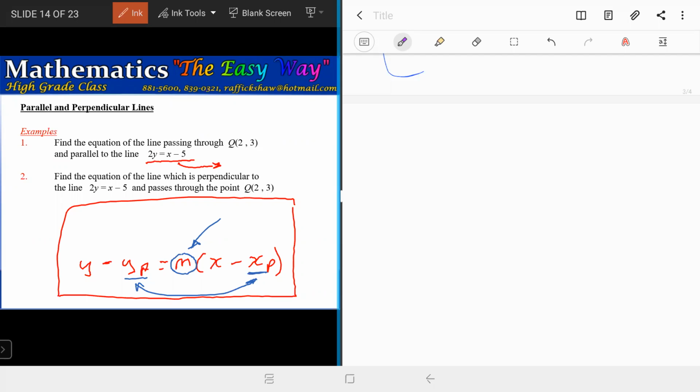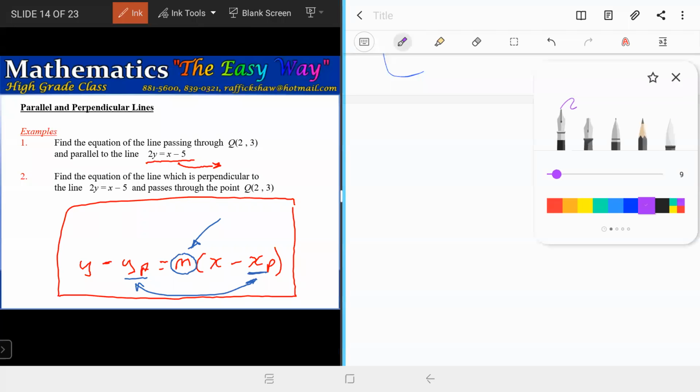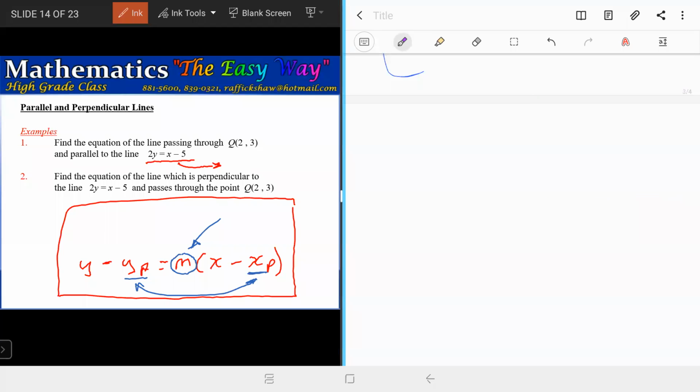So let me draw a sketch to make it visual so you can actually see better what is happening. I'm not going to solve the question with pure equations, but I'm putting in a diagram so you can visualize what is happening so it makes better sense to you. All right. So I want to find the equation of this purple line here. That purple line that I want passes through a point, and that point is Q.